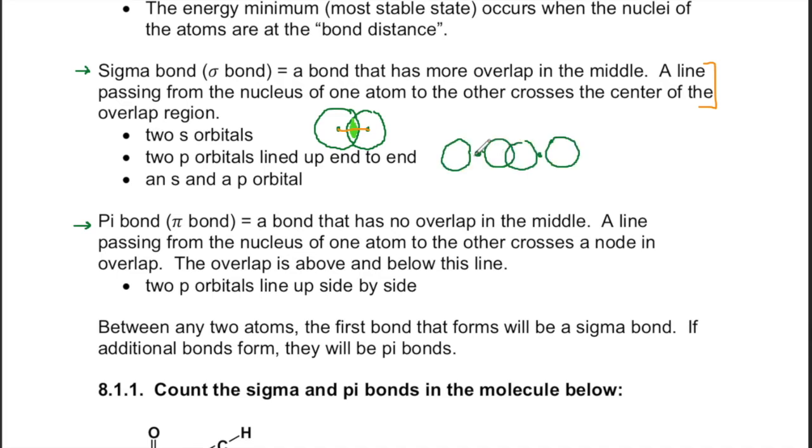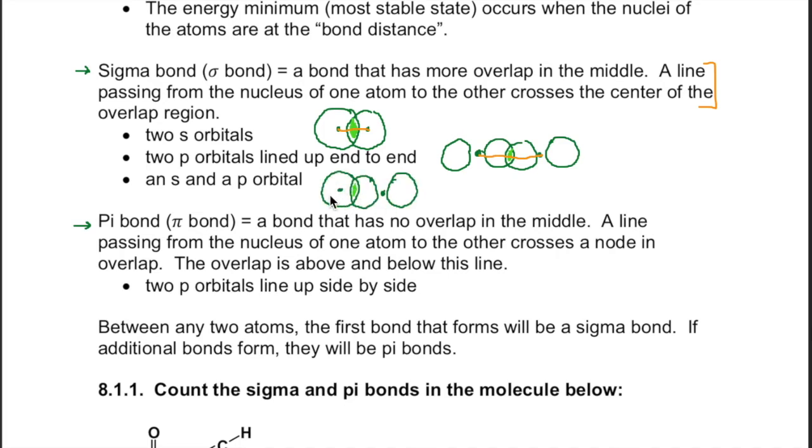So remember, this p orbital is not a sphere, it is two lobes. So here's one atom that has a p orbital around it. Here's another atom with a p orbital around it. We have these p orbitals overlapping end to end. I've colored in the overlapping part, and if I draw a line from the nucleus of one atom to the nucleus of the other, I cross right through that part.